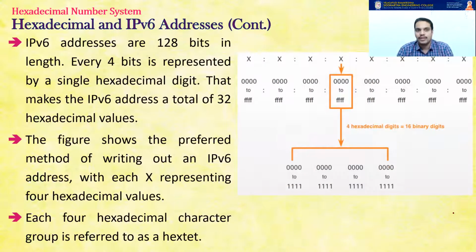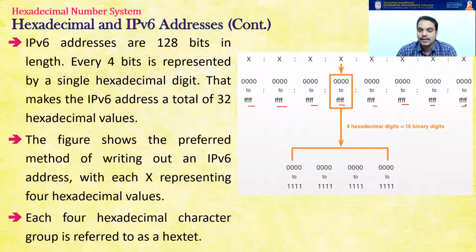If you see here, the IPv6 addresses are 128 bits in length, and each 4 bits is represented by a single hexadecimal digit. That makes the IPv6 address a total of 32 hexadecimal values. Earlier, I told you that in IPv4 addresses, the entire address is divided into 4 parts, and each part is called an octet. So 4 octets, 4 8s, 32 bits. In the same manner, your IPv6, which is 128 bits in length, I write into 8 parts: 1, 2, 3, 4, 5, 6, 7, and 8.